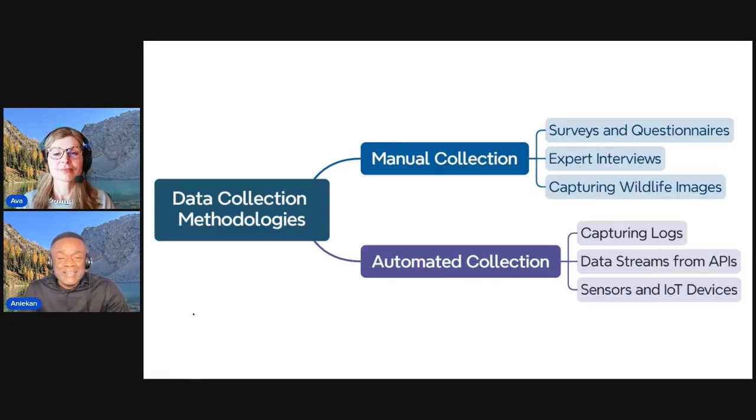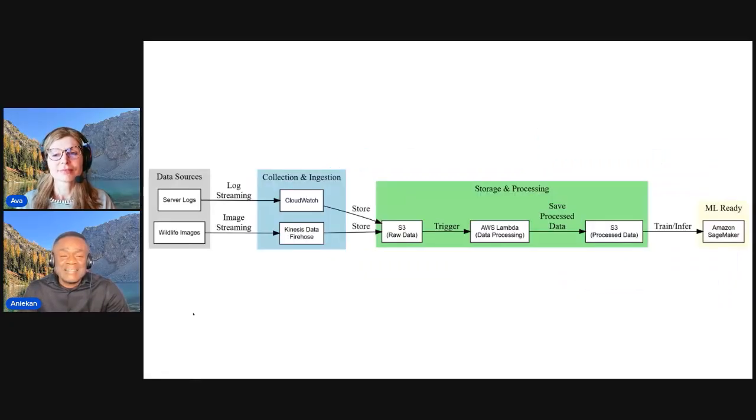So, sensor data is exploding these days, and automated data collection really sets the stage for efficient data ingestion, right? The next step is bringing that collected data into your storage and processing layers. For instance, you might ingest server logs using AWS CloudWatch or stream wildlife images into storage and processing services such as Amazon Data Firehose. Absolutely.